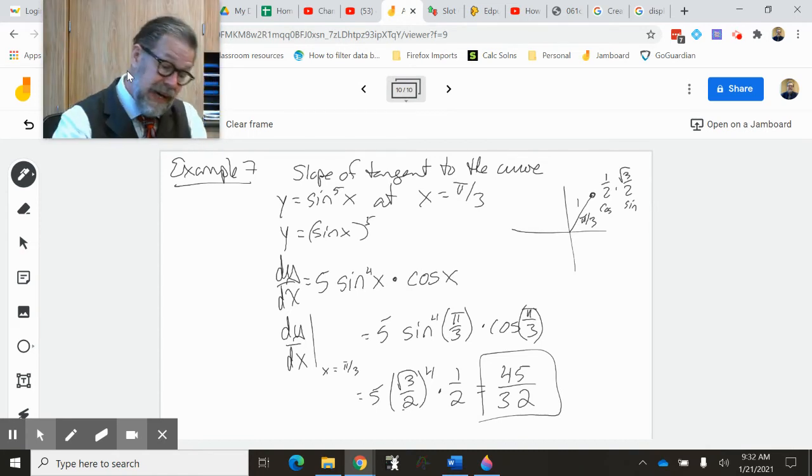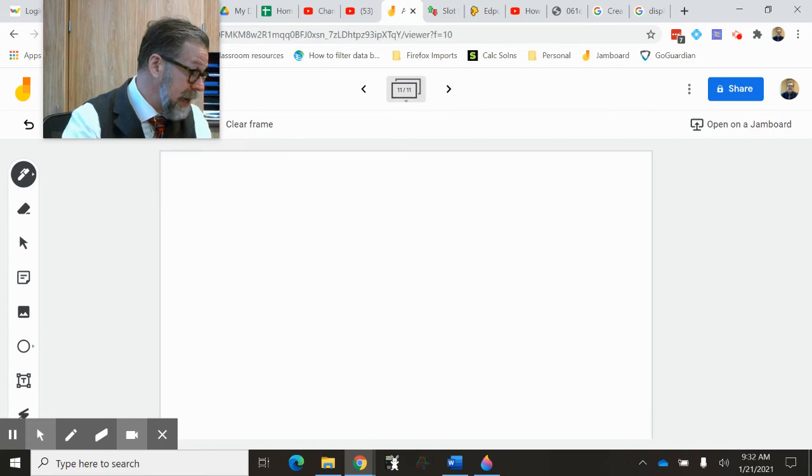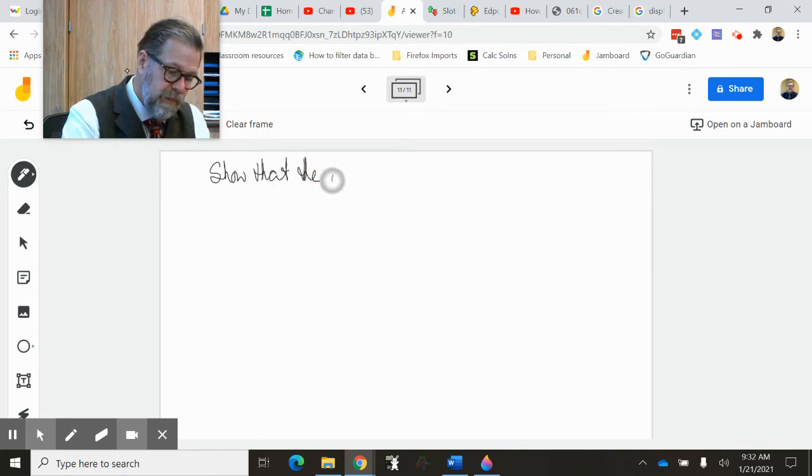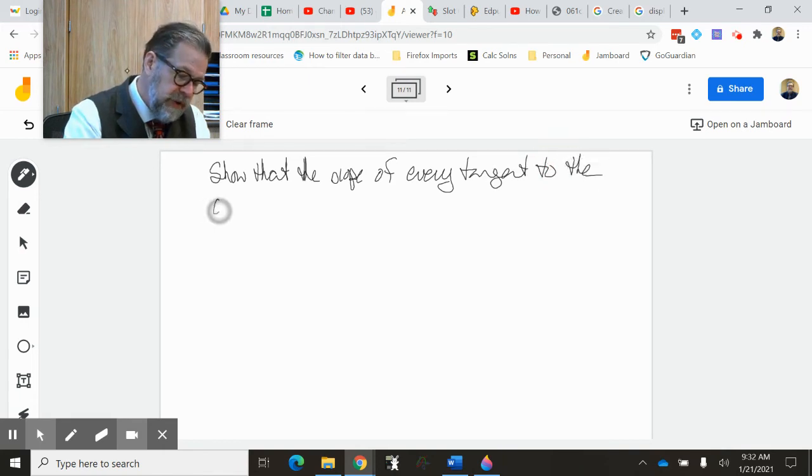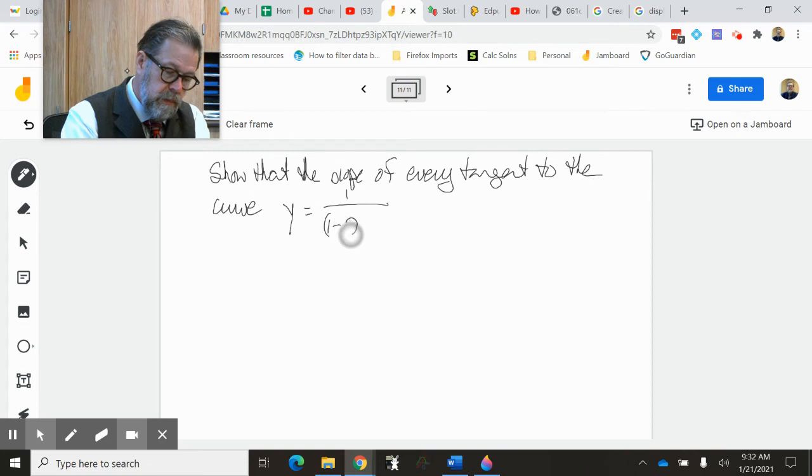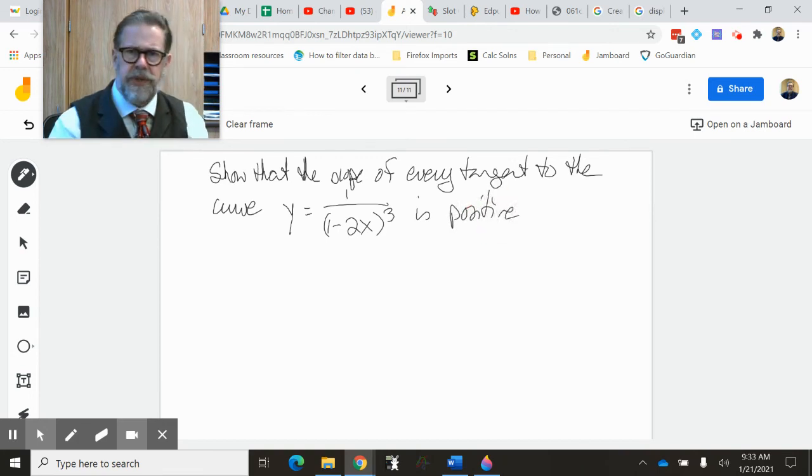Let's do another example. Show that the slope of every tangent to the curve is positive. In the book, it's 7b, which makes little to no sense, but whatever. And so we don't actually care about the values. What we need to do is show that this is positive.